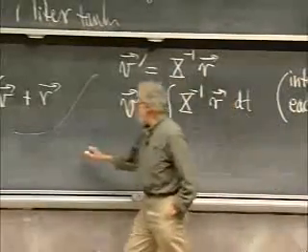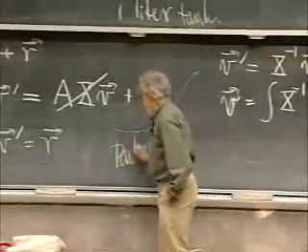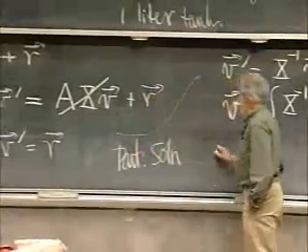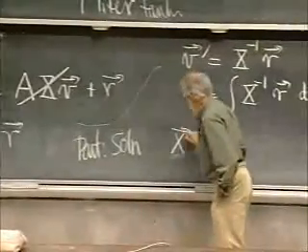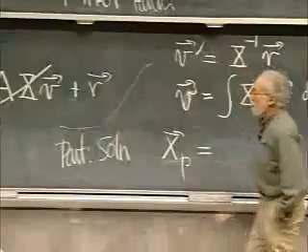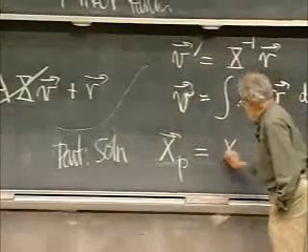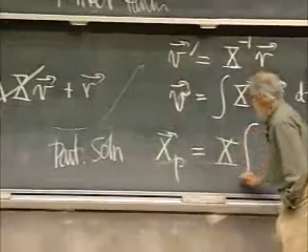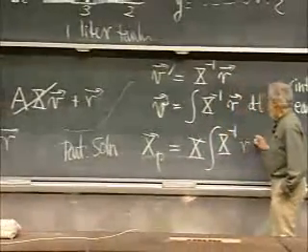And there's my v. Sorry, you can't tell the v's from the r's here. And so finally the particular solution is xp. xp is equal to, it's really not bad at all. It's equal to X times v. It's equal to X times the integral of X inverse r dt.